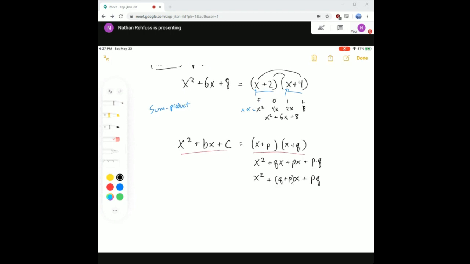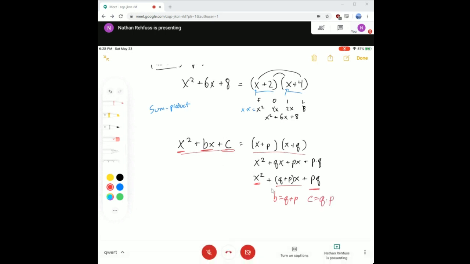The reason I did this all is that these two things are equal, so x squared matches with x squared, bx matches with q plus p times x, so b is q plus p, and c matches with pq, so c is q times p. That's why I call it the sum product method. The middle number is the sum of p and q, the last number is the product of p and q.